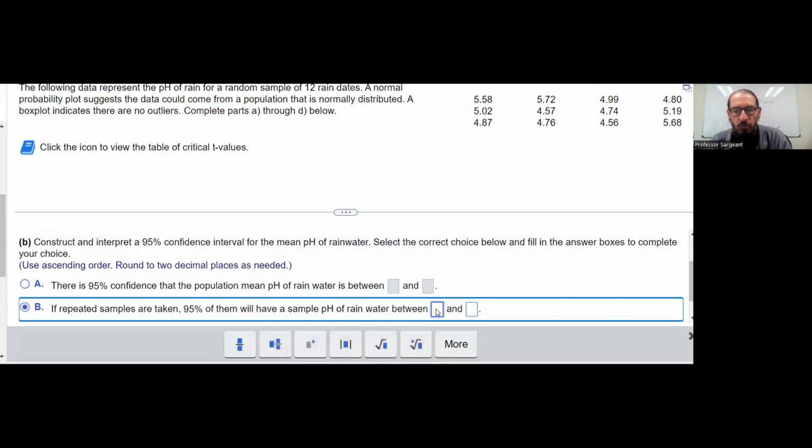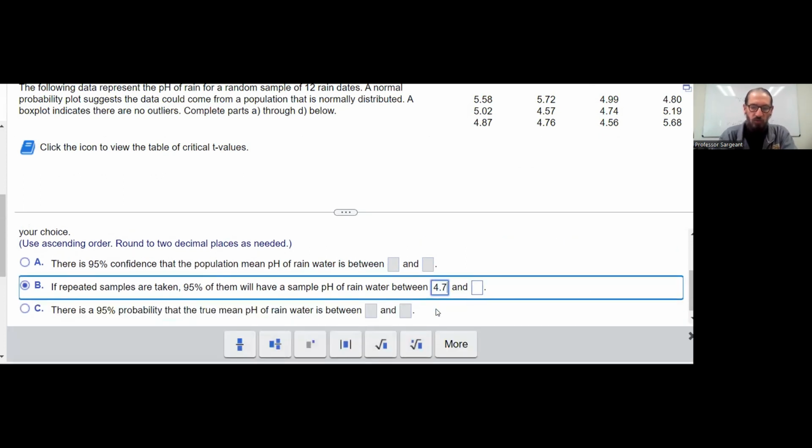They're adding in here something about a correct interpretation. So that correct interpretation is, if we were to go back to where they gathered that rain and measured the pH level over and over and over again, get simple random samples of size 12, get every simple random sample of size 12.